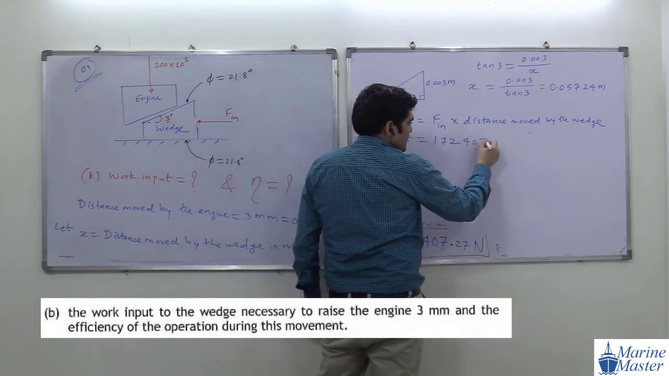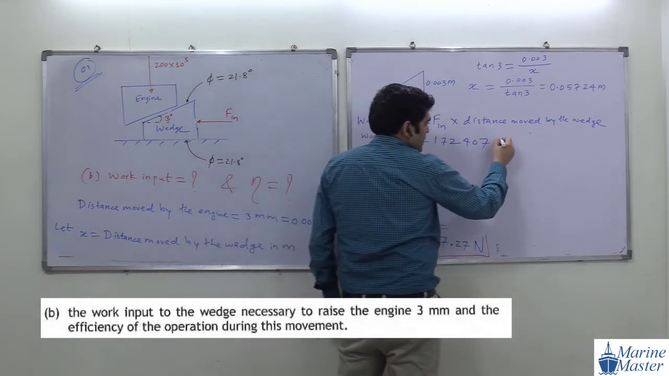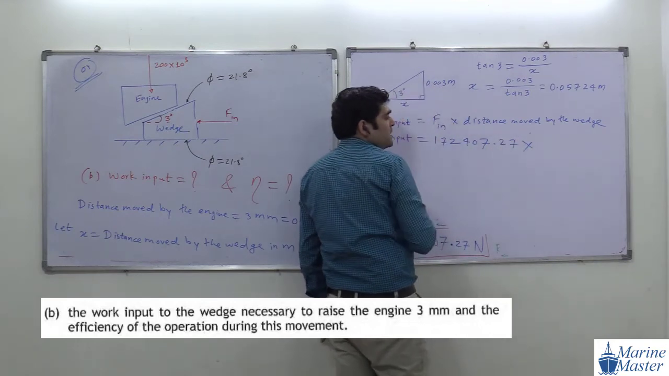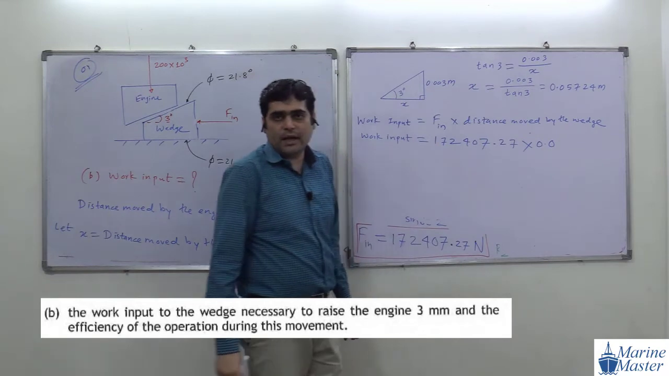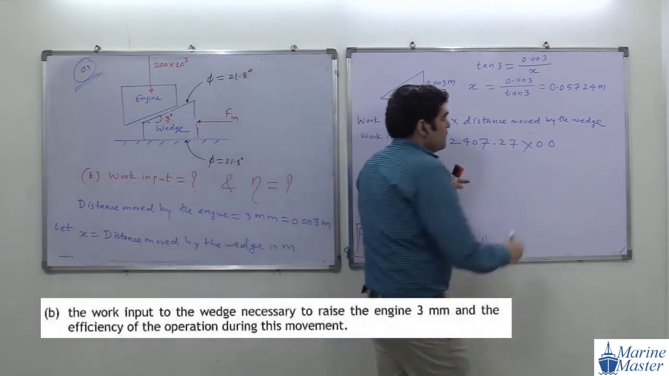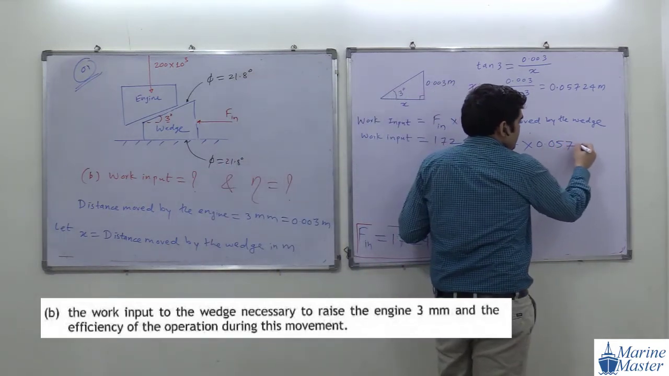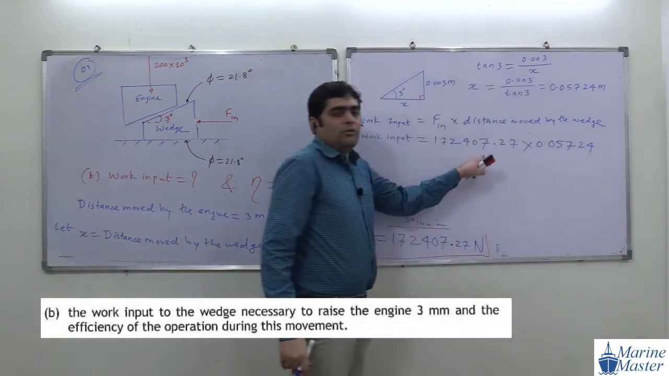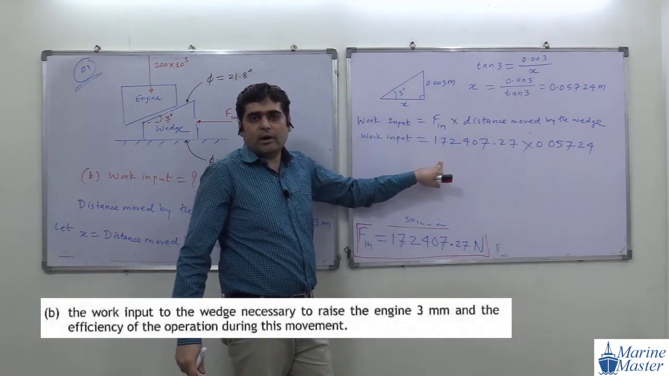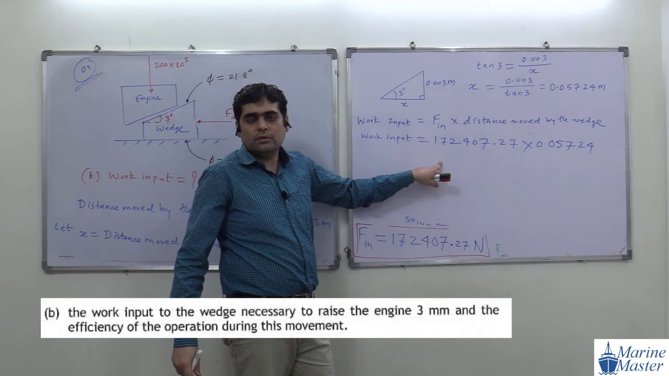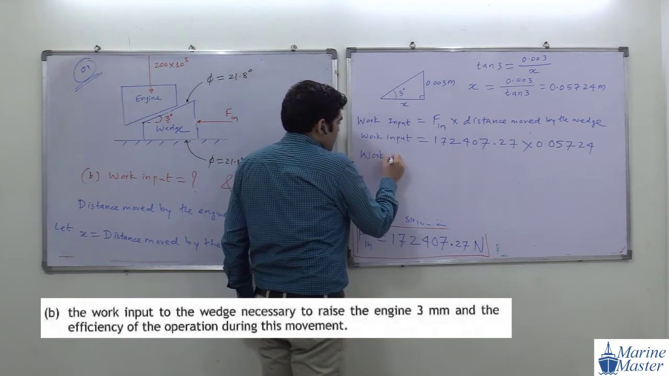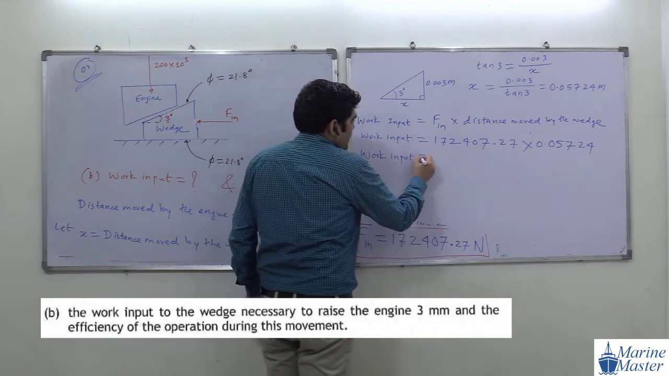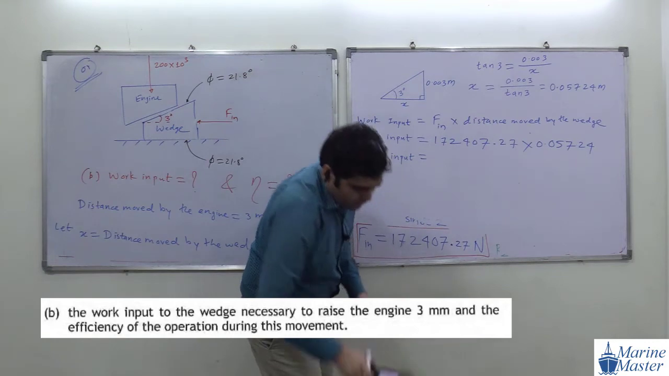172,407.27. And how much distance moved by the wedge? 0.05724. Check it once again. Everything is okay? Okay, good. So work input will be equal to, guys, please everyone do the calculation. What will be the work input?